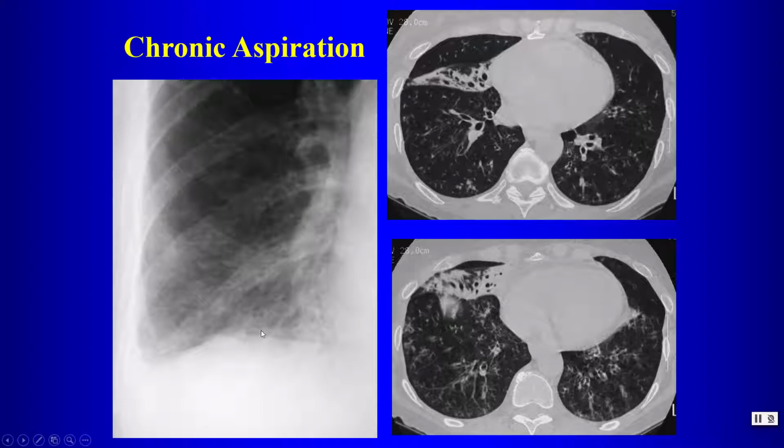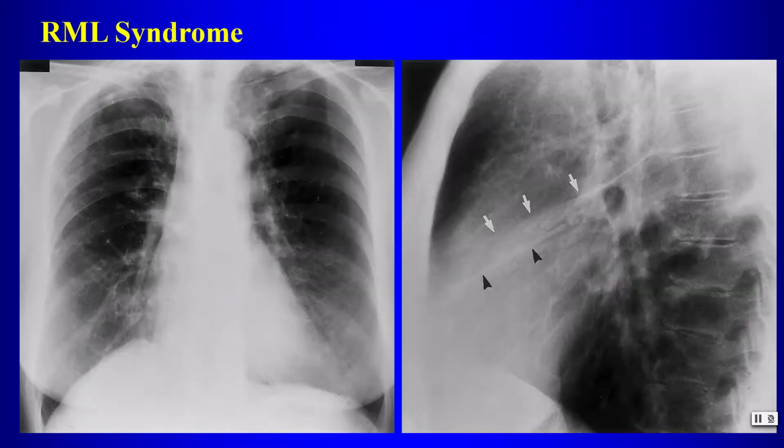So you can have dilated airways here within the lower lungs. You see some tree and bud opacities, and then bronchiectasis, some volume loss here within the right middle lobe with bronchiectasis. So chronic aspiration is a common cause of bronchiectasis, especially in a lower lung distribution.